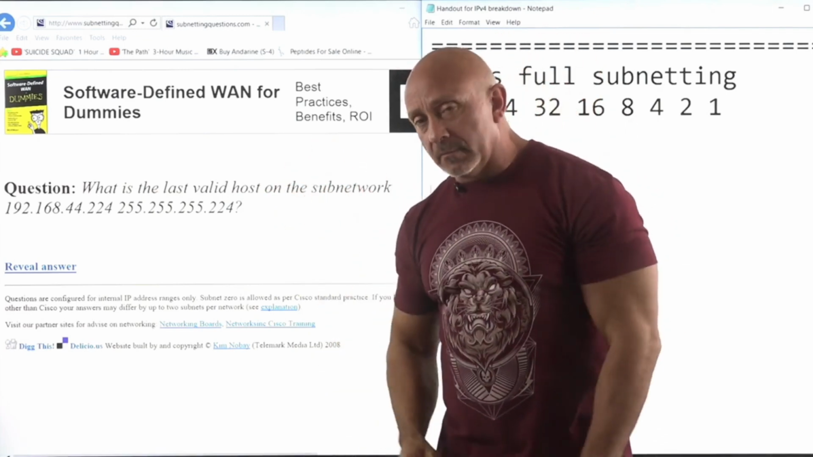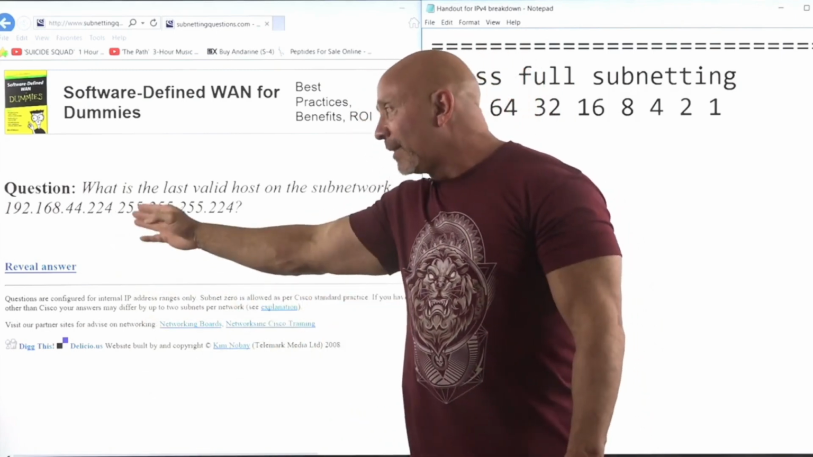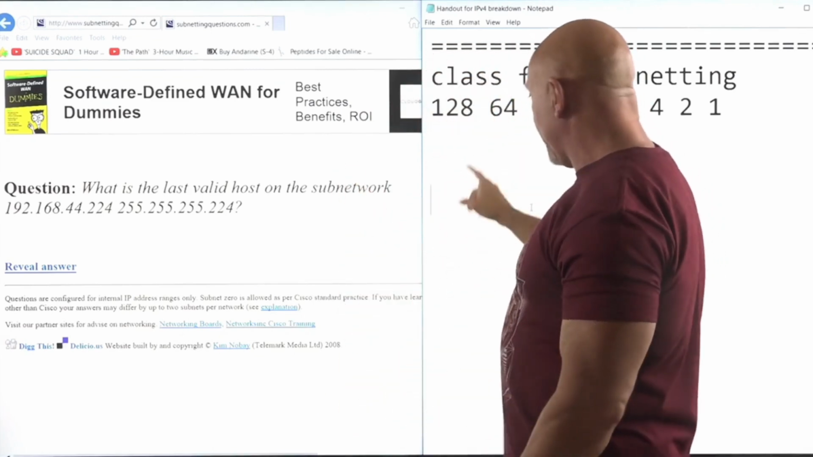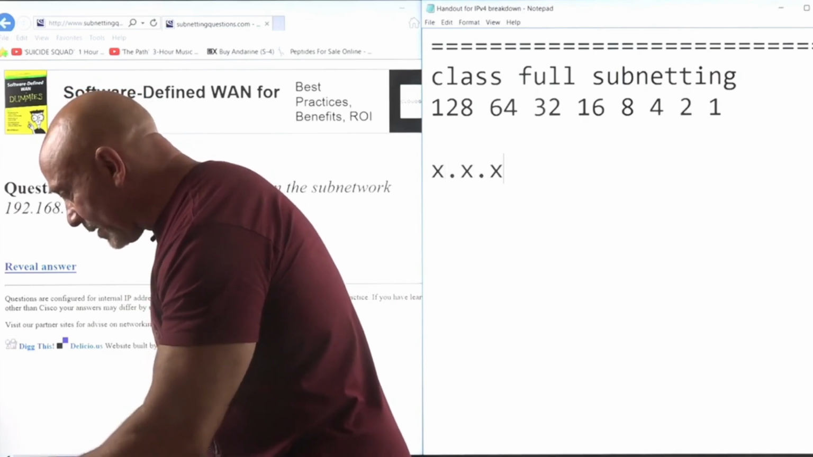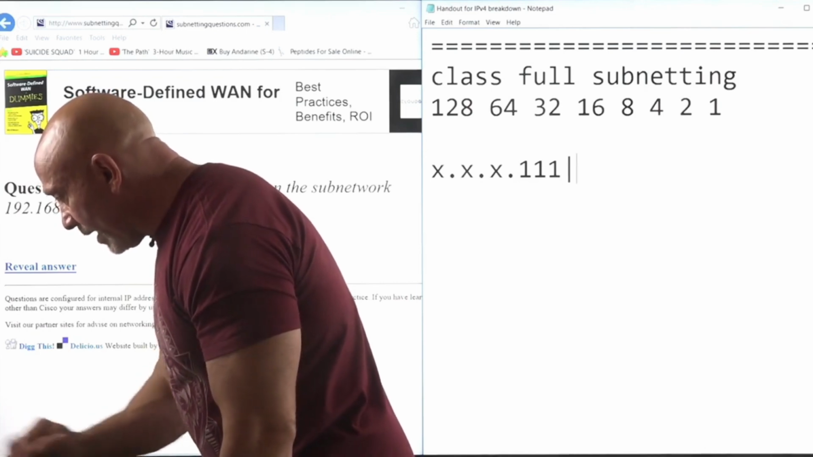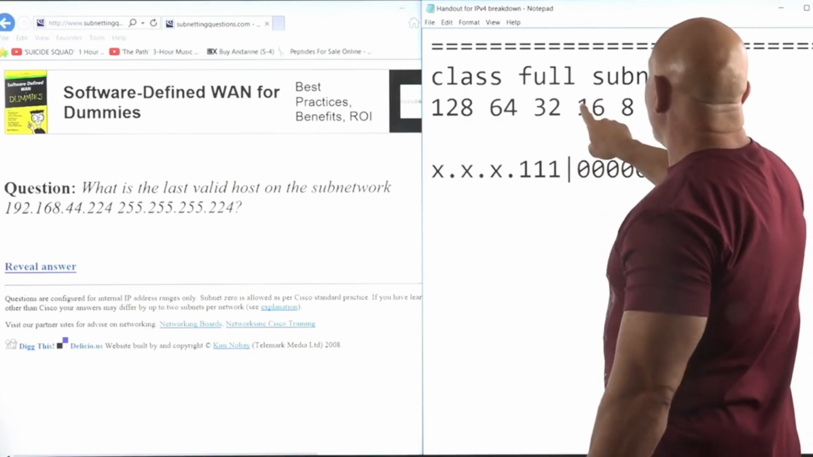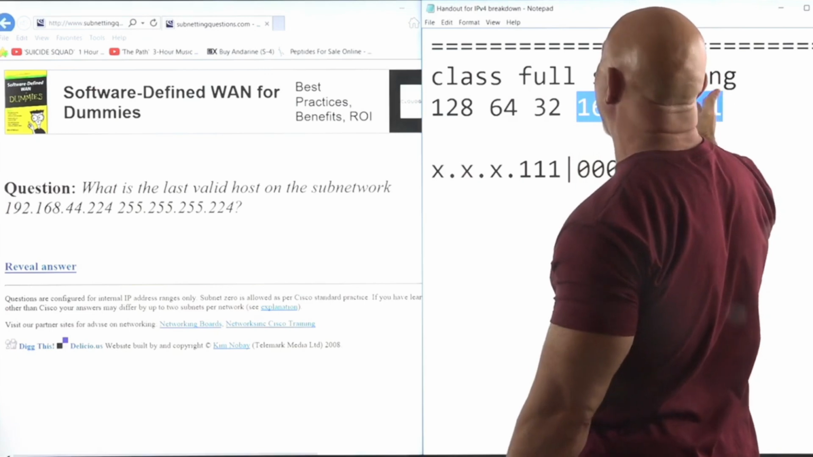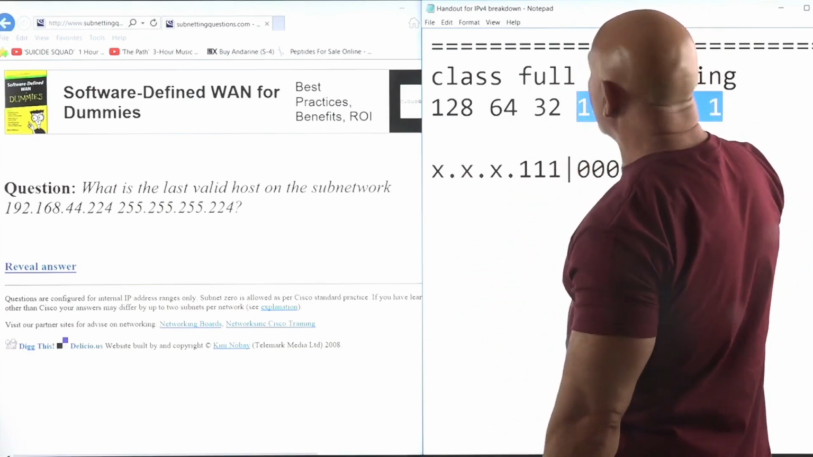Well, ladies and gentlemen, 224 is the last network. So we're talking about the very last network where there's 3 bits on. So let's put that up here. x.x.x, 1, 2, 3, line, 1, 2, 3, 4, 5. Okay. That means these 5 are on. That's what you would add to get your broadcast address. So this will equal 31.